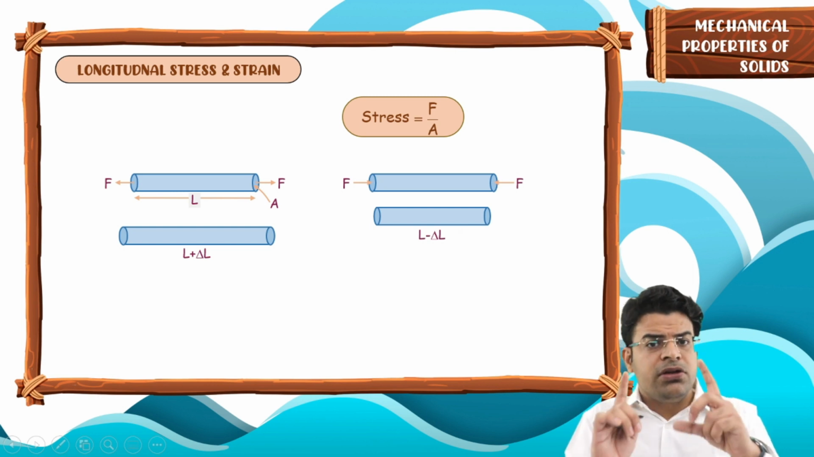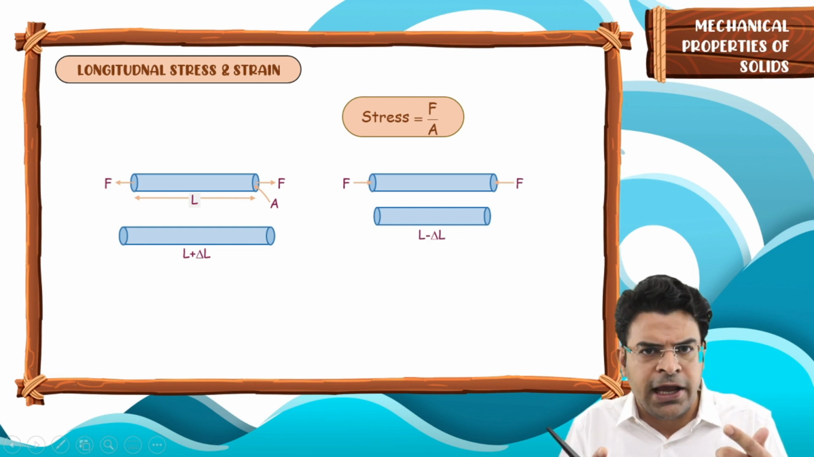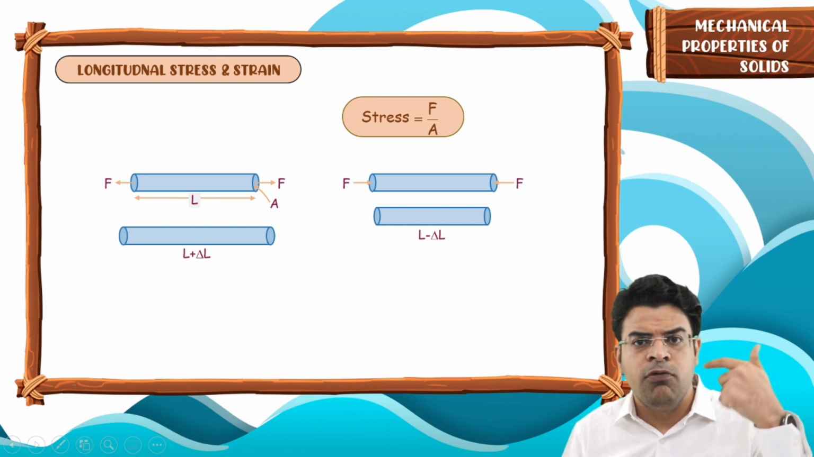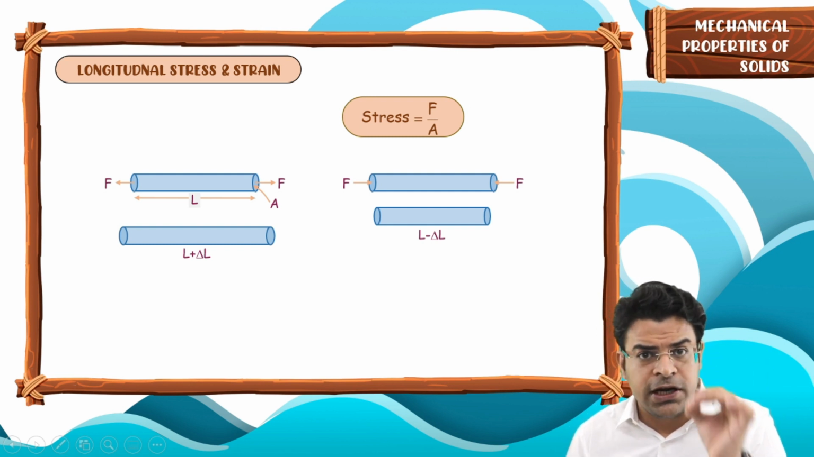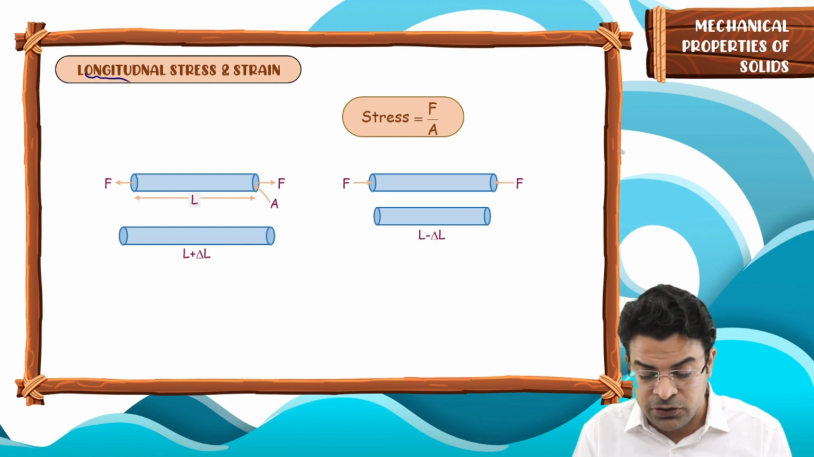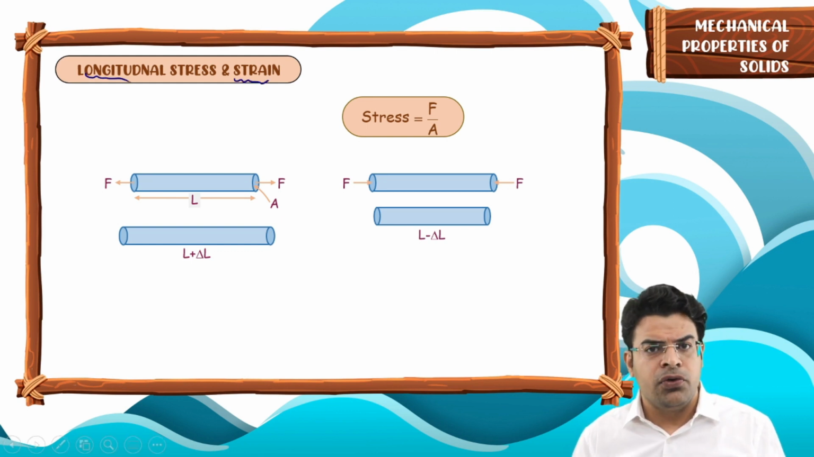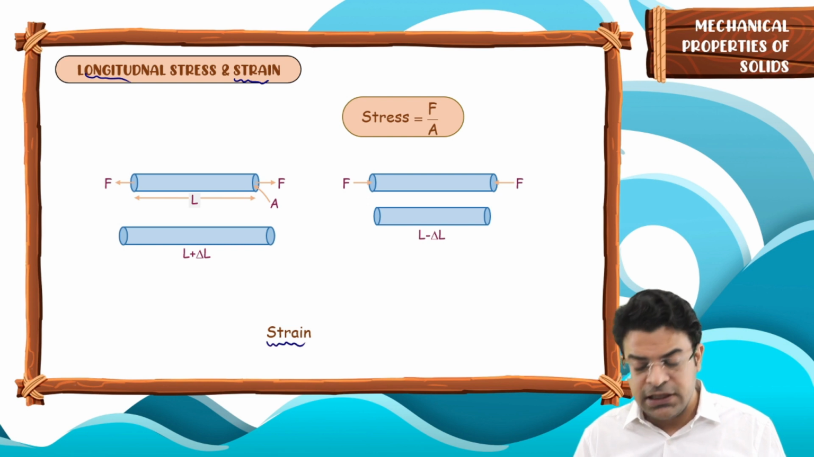Now all three types of stress, which three types? Longitudinal, shear, volumetric, produce three types of strains. So here the type of strain produced is called longitudinal strain. How do we define longitudinal strain? Longitudinal strain is nothing but change in length upon original length.